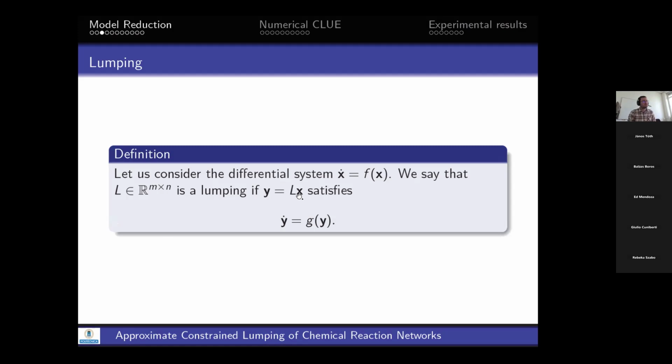So more formally, if we have the system x prime equals f of x, we say that our matrix L compresses from n variables to m variables. In this way, the new variables are y, and we say they are equal to this linear combination of the x's. If we compute the derivative of these new variables and they satisfy a new differential system only involving the y, so we forget about the x's now, we say that this matrix L defines a lumping in the system, okay?